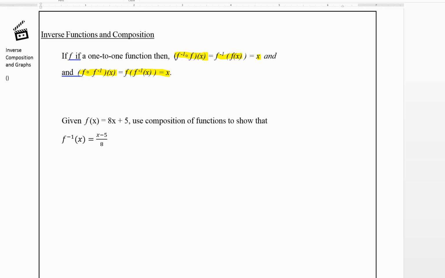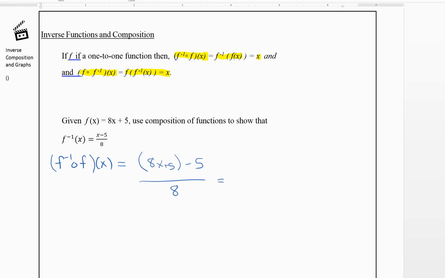Okay, so this says, given that f of x equals 8x plus 5, use compositions of functions to show that f inverse of x equals (x minus 5) over 8. So what we need to show is that f inverse composed with f of x, we just get out x, and we'll do f composed with f inverse. So f inverse composed with f, that means we start with f inverse, and everywhere we see an x, we're going to put parentheses, and inside that we're going to put f, which was 8x plus 5.